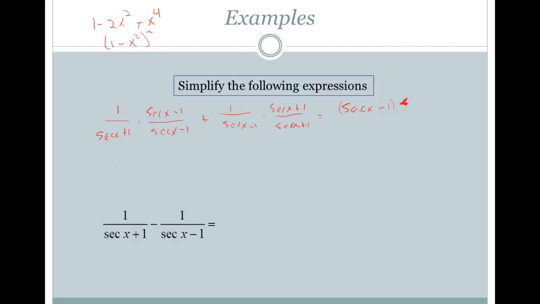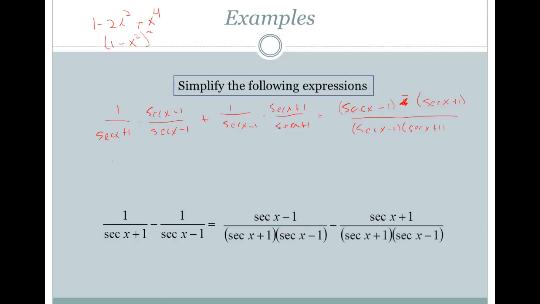Minus, I'm sorry. Secant x plus 1 all over the common denominator, which is secant x minus 1 times secant x plus 1. And what you're going to notice is the secant x's are going to cancel, and I'm going to be left with negative 2 on the top. So let's do that through.